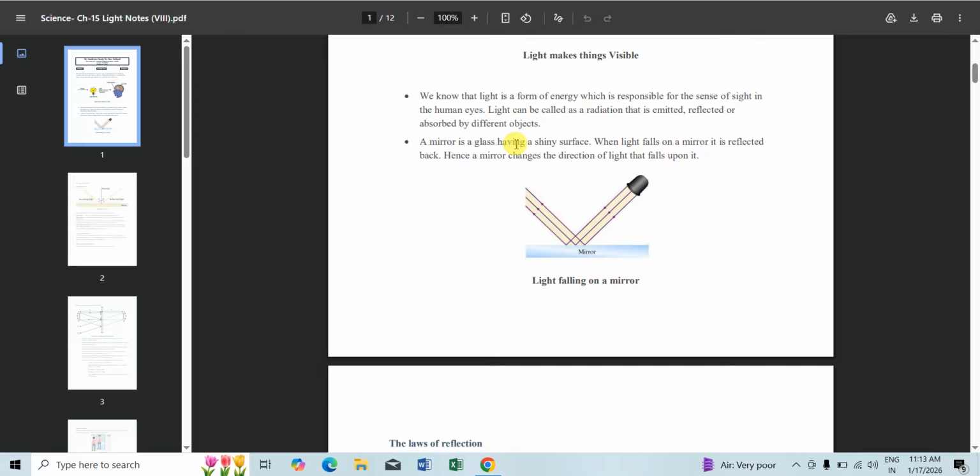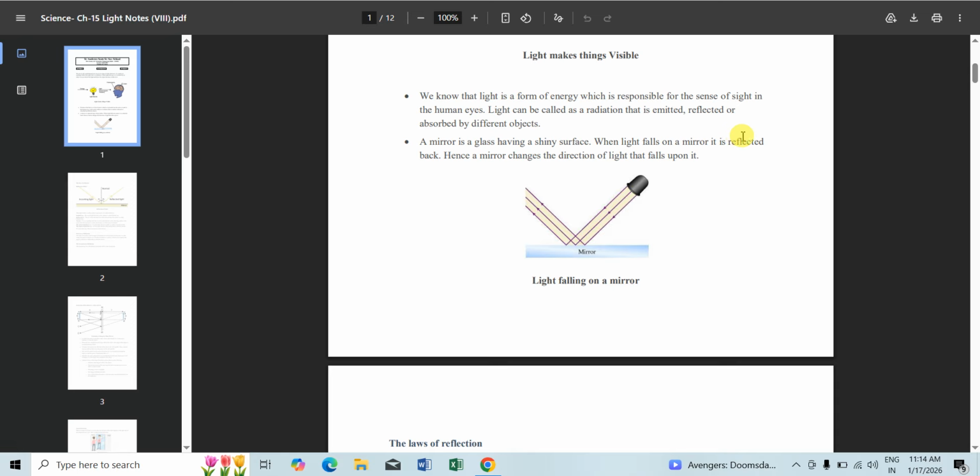A mirror is a glass having a shiny surface. So what is a mirror? According to science, a mirror is an object, a glass, that has a shiny surface and reflects the light. So your phone screen guard is also a mirror because it is also reflecting the light. Not that much, but yeah, it's also reflecting the light.